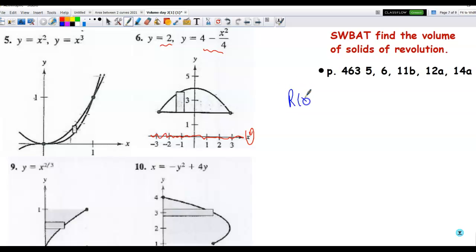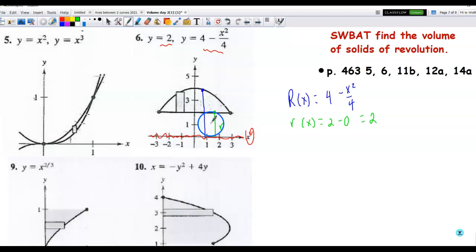So big R of x is always the distance from the outer curve to the axis of revolution. So that distance would be outer, so 4 minus x squared over 4, and again in this case minus 0. So the big R is that distance right there. Little r is the distance from the axis of revolution to the inner curve. So here's the inner curve, here's the axis of revolution, that's going to be little r. So little r of x is the top curve, which is 2, minus the bottom curve, which is 0. So little r of x is 2.